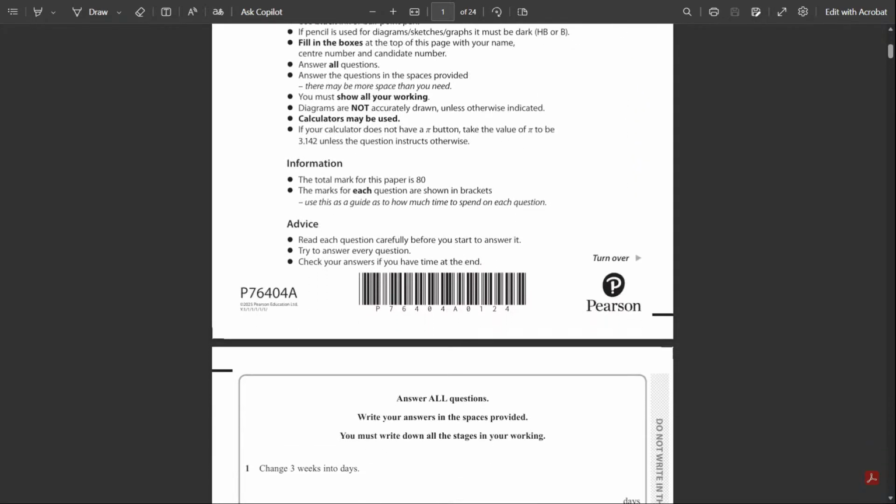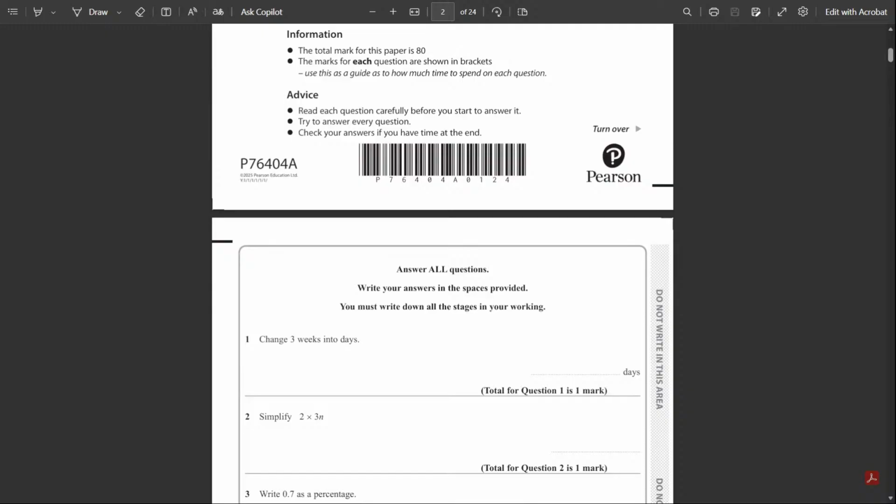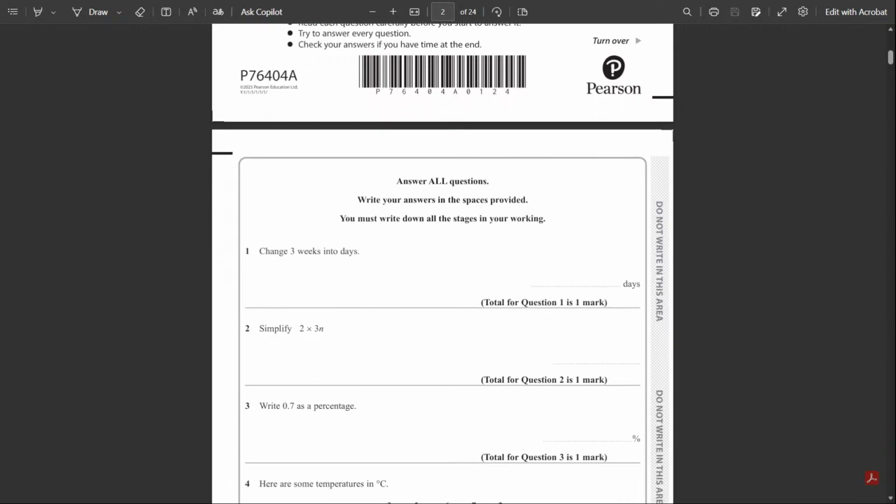Guys, again, it's 80 marks. Make sure you try and attempt every single question on this paper. If you're going to leave half of the paper blank, there is no possible way that you would get 60% of the marks and get a pass grade 4 or above. So make sure you attempt every single question. It doesn't matter how difficult it seems, you need to have a go at every single one.